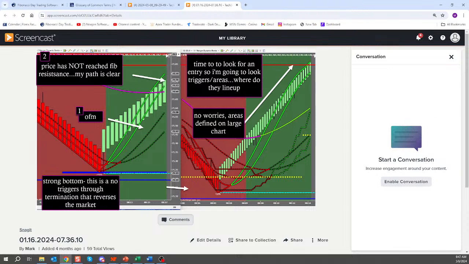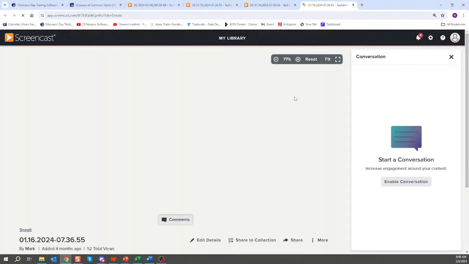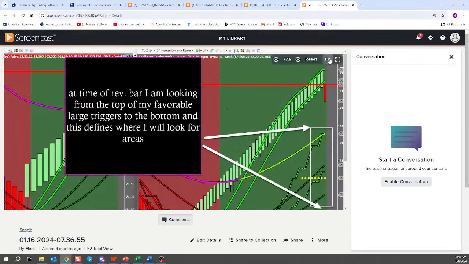Now I can go to my smaller, faster chart, and I have to wait for that small crowd to start fighting, guys. And it begins with a reversal bar. It begins with a reversal bar on the small chart. Your reversal bar isn't the entry for the high probability trend trade. The reversal bar signifies the beginning of a pullback. Once I get the beginning of a pullback, I'm going to identify my trigger lines.